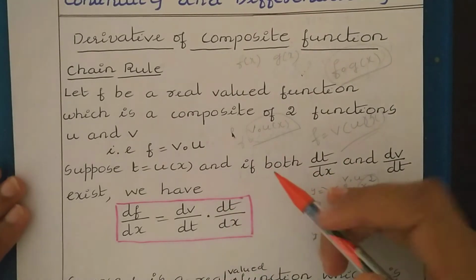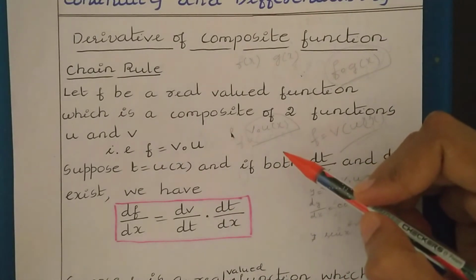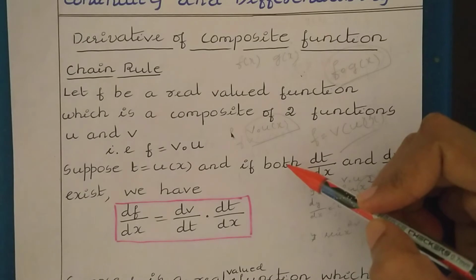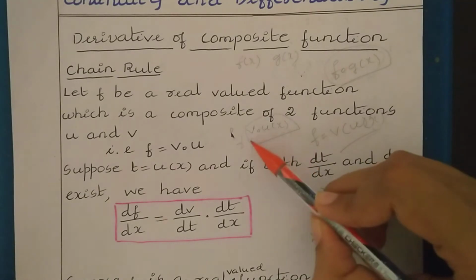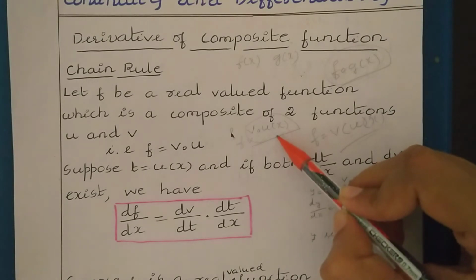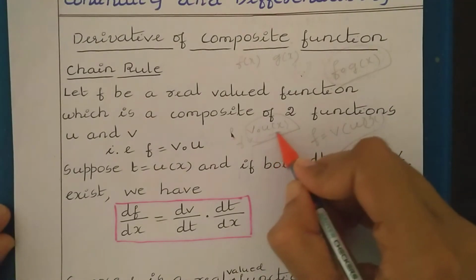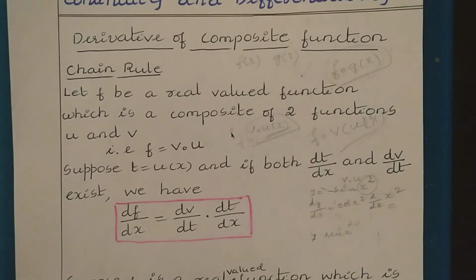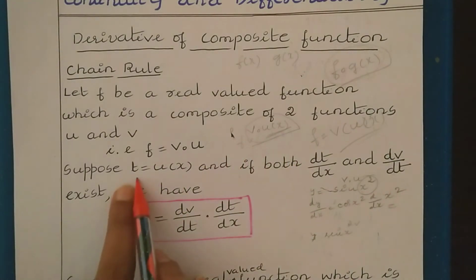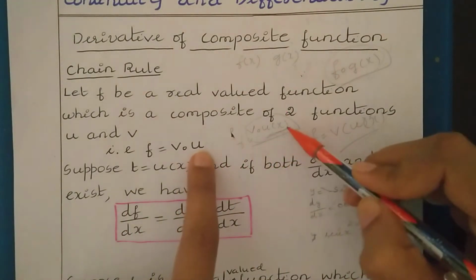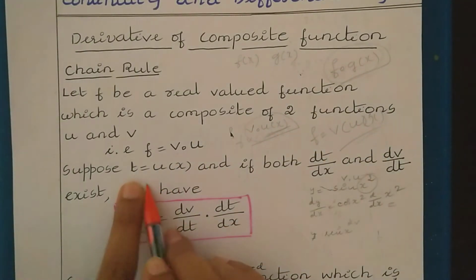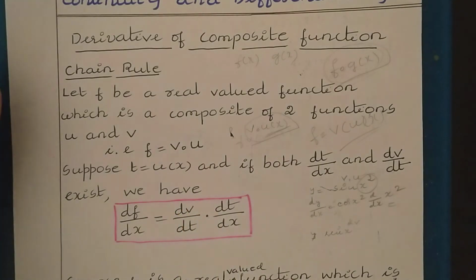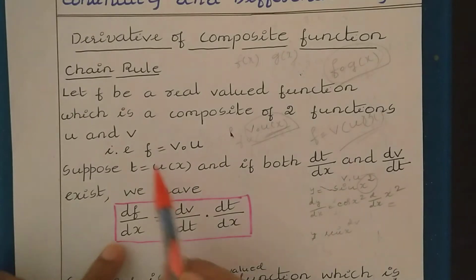To differentiate this, if you have a single function, directly you can apply the formula and write the derivative. But here, in this case, we have two functions, v and u. So to differentiate this, first you have to take one function as t. You can take any variable here; I am taking t. So t is equal to u of x. So now this function is equal to t.